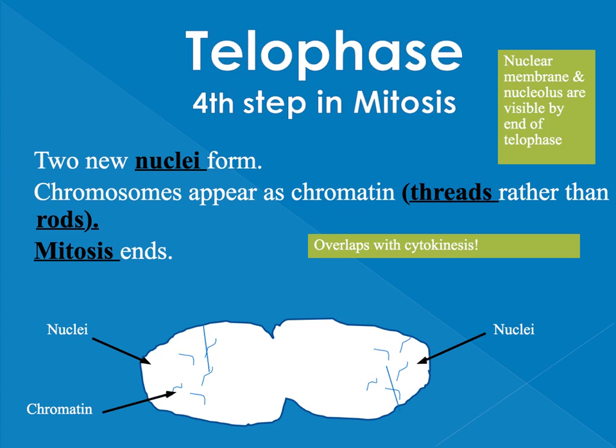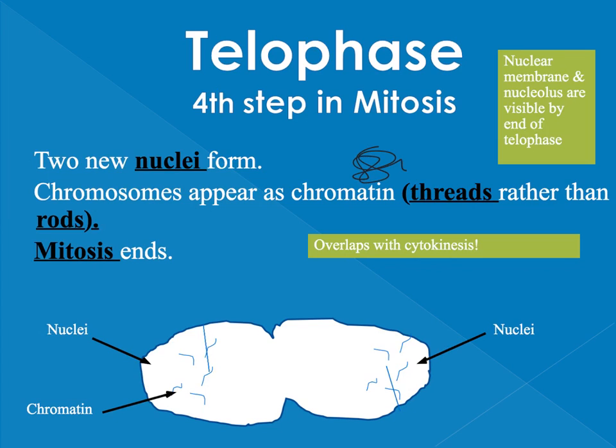Okay, the last step of mitosis is telophase. Telophase is basically the opposite of prophase. It is the fourth step in mitosis. This is when your nuclei are actually going to form or reform. So now our chromosomes, sister chromatids, are going to appear as chromatin. So by the end of telophase, they're going to be back into the thread-like structure of the DNA. And mitosis is going to end by the end of telophase.